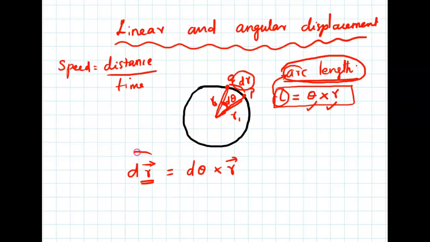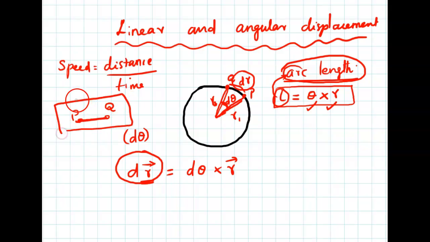So here this arc length becomes a linear displacement, as we are assuming the angle between the position vectors is too small, then the arc length will become a straight line, a linear displacement, a straight line motion like from point P to point Q. This motion is known as linear displacement. So the linear displacement is here dr.